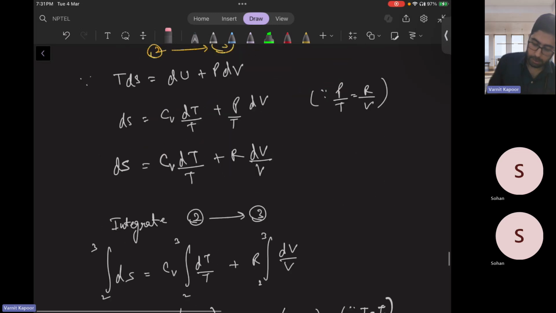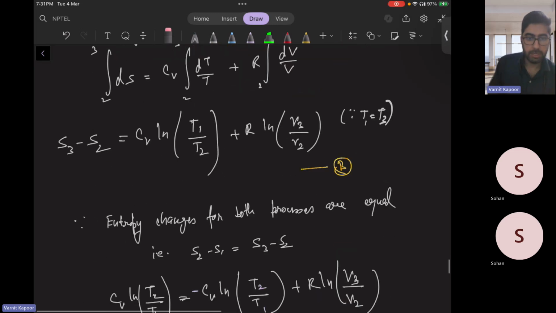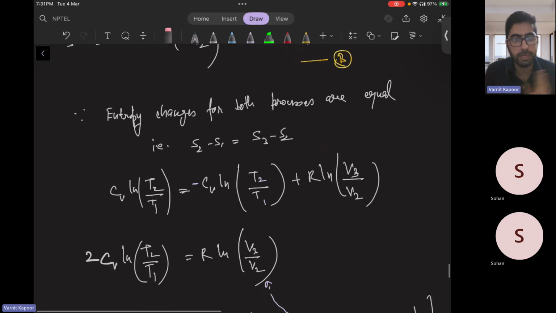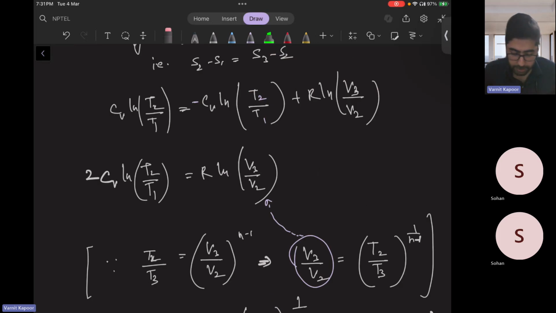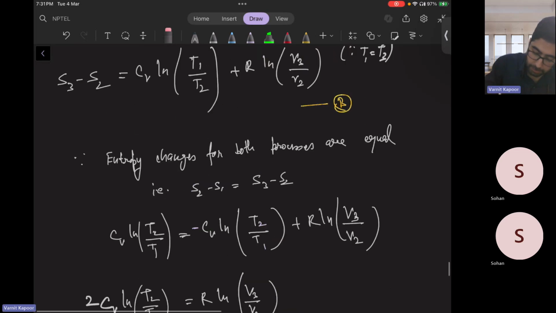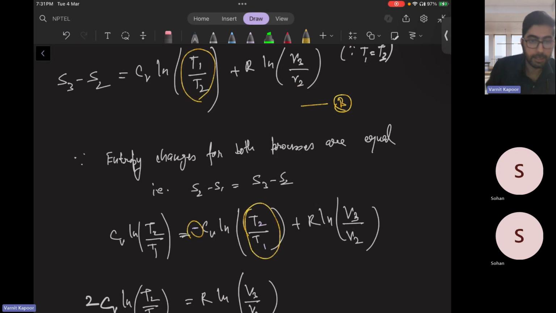Okay. All right. So equation B comes out, and these are the expressions for entropies. Entropy change for both the processes are equal. So S2 minus S1 is S3 minus S2. Compare both of them. So it's CV ln T2 by T1 is equal to minus. Why minus? Because earlier it was T1 by T2 here. I've written T2 by T1 with a minus sign. Okay.